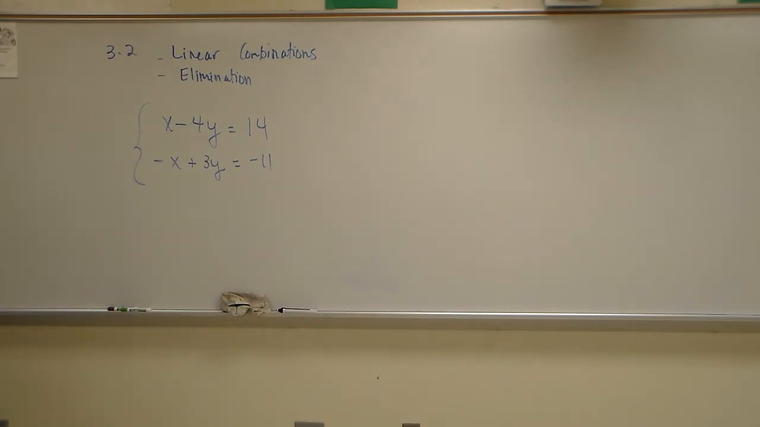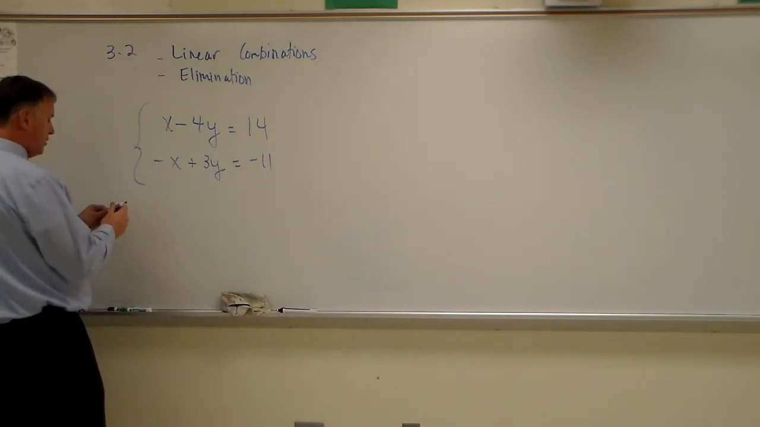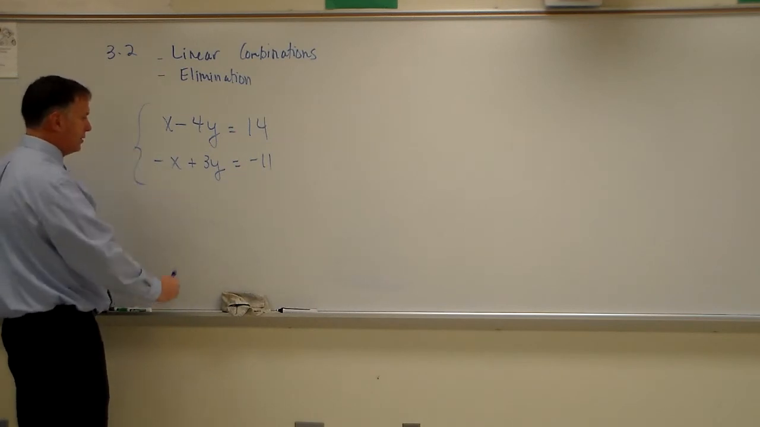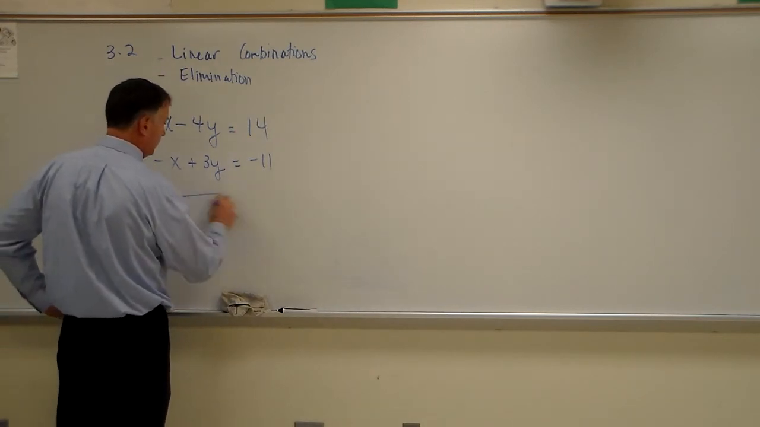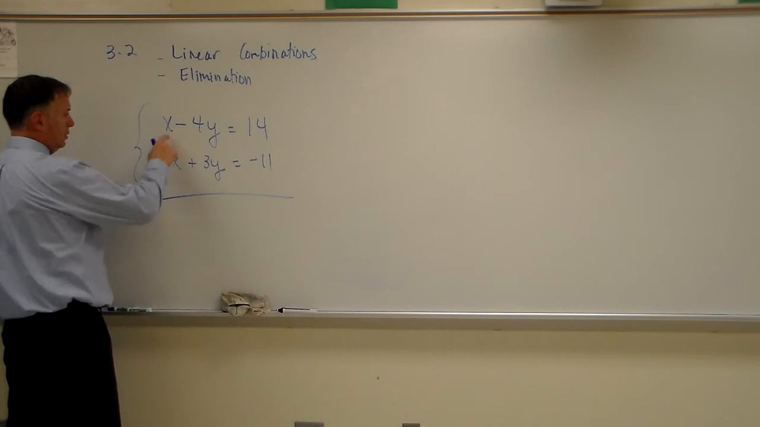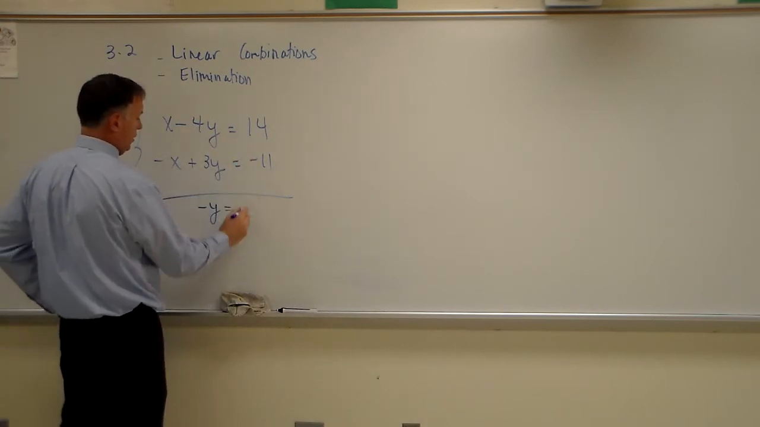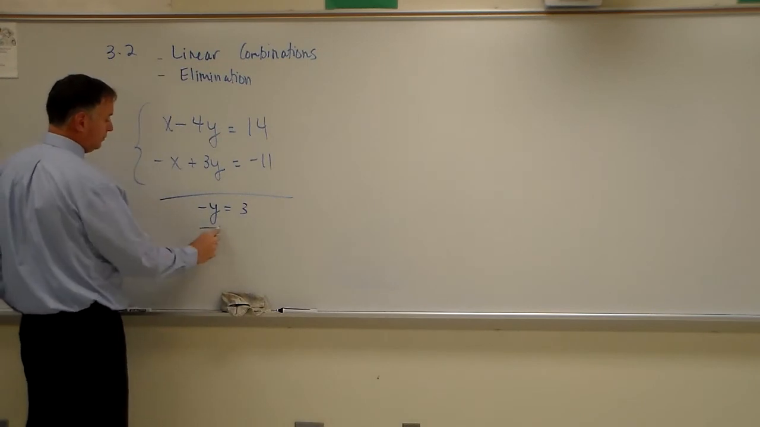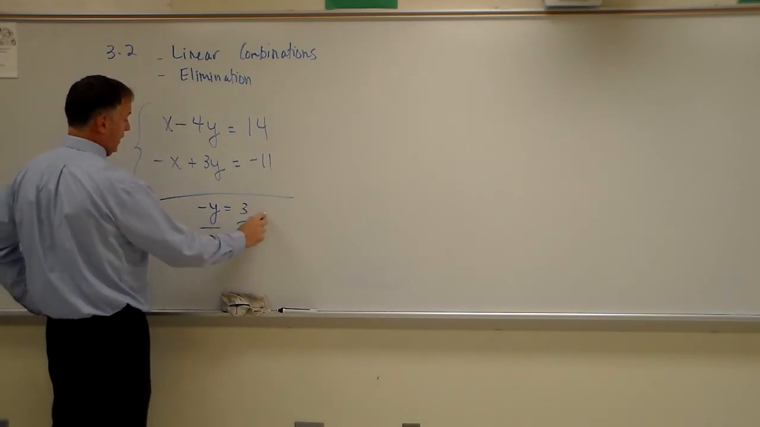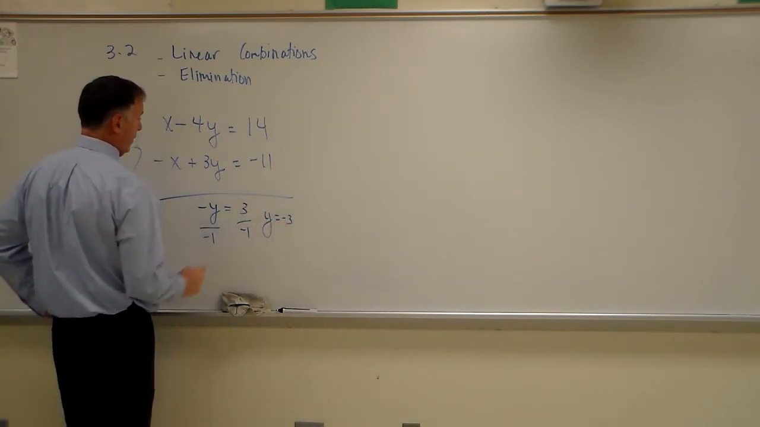Okay, so let's take a look. So when you add the two equations together, if you haven't finished, just push pause. Okay, click the screen. So my x's cancel, and I get negative y equals 3. So divide by negative 1, divide by negative 1, and y equals negative 3.